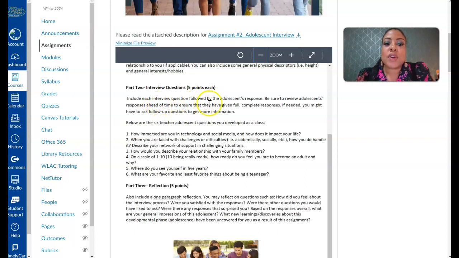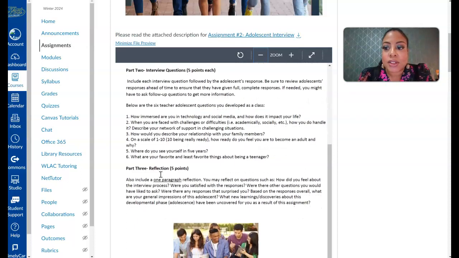So you're going to include each interview question followed by the adolescent's response in first person, so using their exact words, you're not paraphrasing. Be sure to review the adolescent's responses ahead of time to ensure that they have given full, complete responses. And if needed, you might have to ask follow-up questions to get more information. So in order to get those full 5 points for each question and response, make sure that the responses are detailed and thorough. If they're giving you 1-word answers, then you're going to either have to ask follow-up questions, try to maybe ask them to elaborate, or you might have to choose a different person to interview.